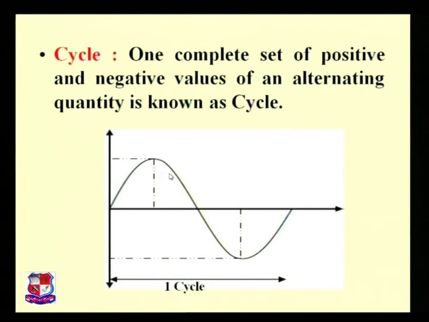So a different definition of the cycle is: if any value, current or voltage, rises from 0 to maximum and decreases and becomes 0, again increases in the negative direction and becomes maximum, and again becomes 0, this complete process is known as one cycle. So in the figure, the sine wave shown is one cycle.